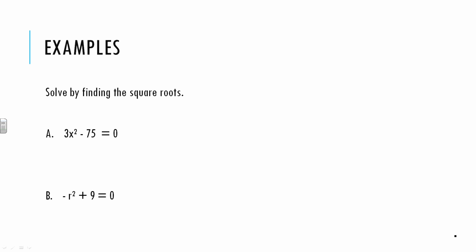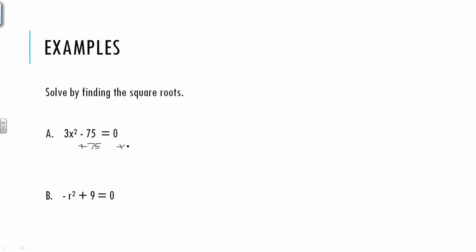So these are actually some pretty simple examples. They don't get too much harder than this. But if we look at example A, the directions say solve by finding the square roots. So when I solve an equation, we're trying to get our variable by itself. So here I have 3x squared minus 75. Now the first step I have to do here is add 75 to both sides.